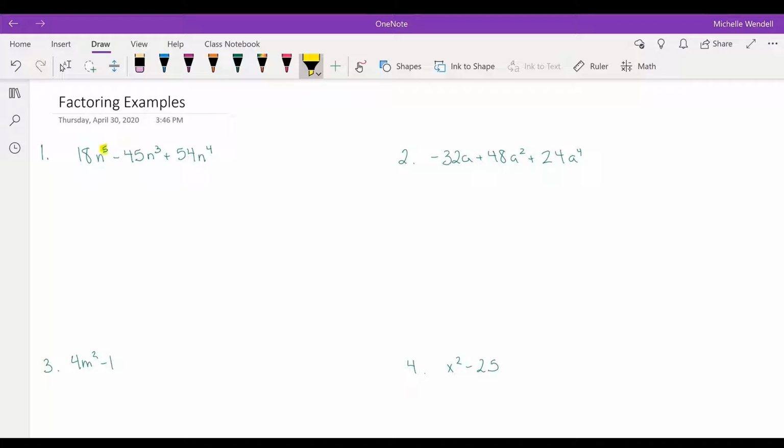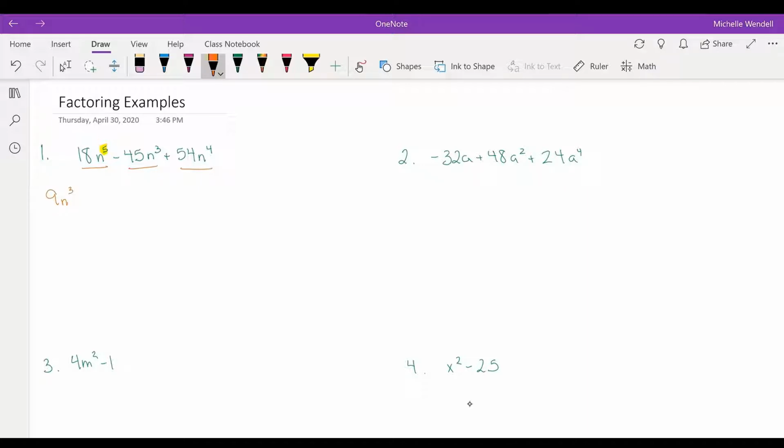This is a fifth degree polynomial, and you don't know how to solve or factor polynomials that are that big, and so it's a good bet that this is just a polynomial where you're going to take out the common factor. So looking across all three coefficients and variables here, I see that the common factor I can take out is 9n cubed. That's what each term has.